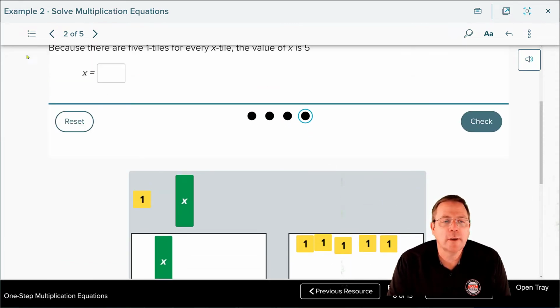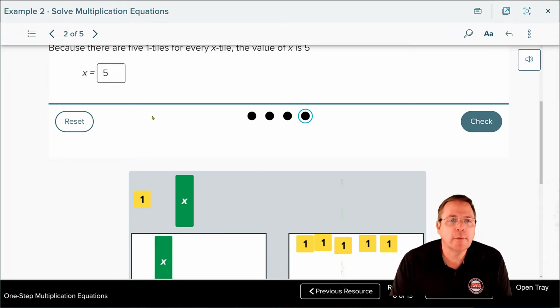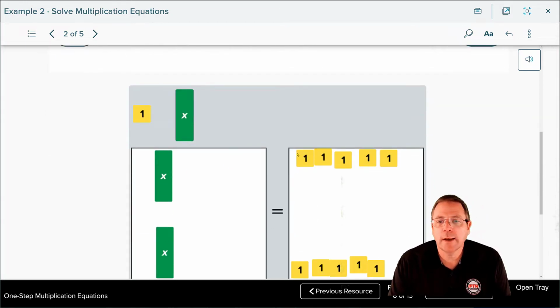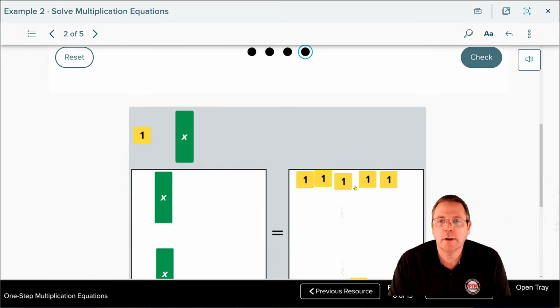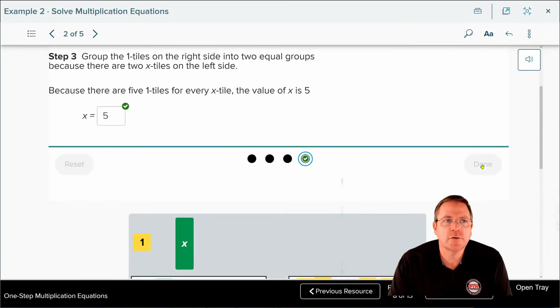And so what does x equal? x is equal to 5, because each one of these x's lines up with 5, and this x lines up with 5, so x equals 5 is your answer.